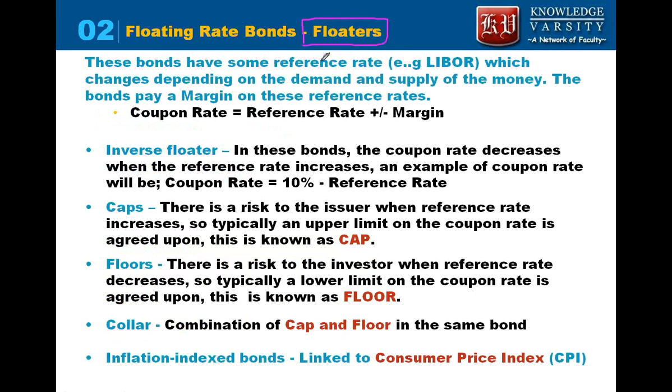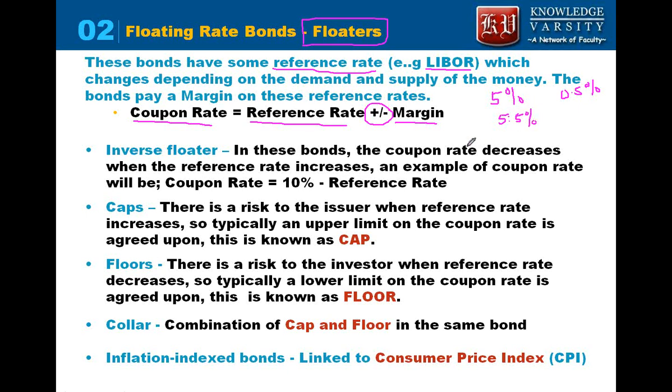Okay, there is usually a reference rate on which the floating rate is decided. Usually LIBOR, that is London Interbank Offered Rate, is used as the reference rate. The coupon rate for the bond is this reference rate plus or minus a margin or markup on that. So if the LIBOR is 5% at one point of time and the margin is 0.5%, okay, so the coupon rate for that period would be 5.5%.